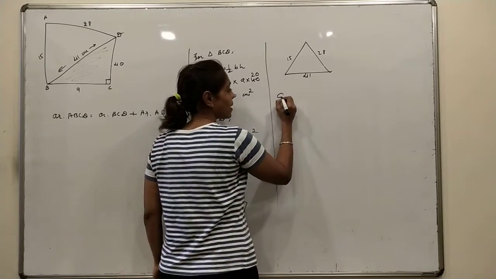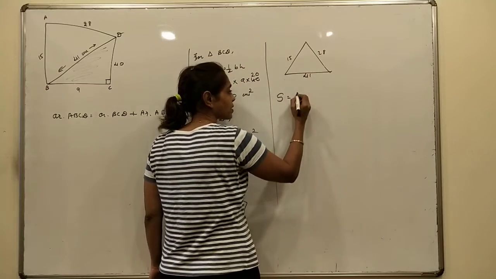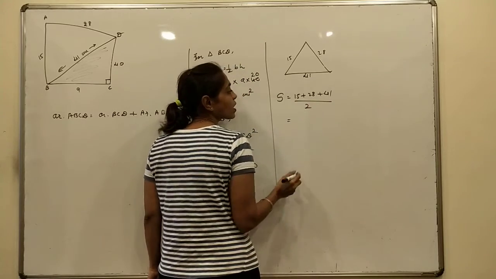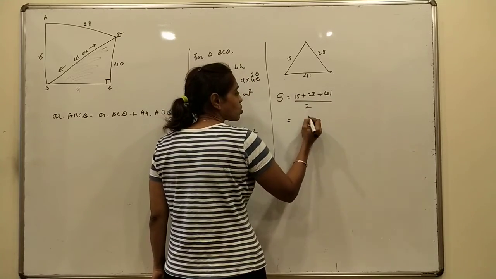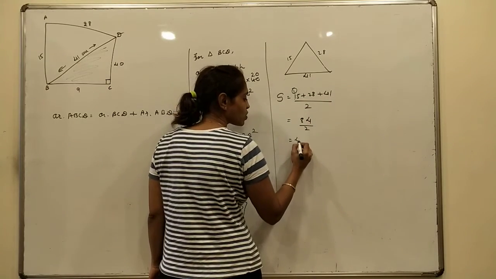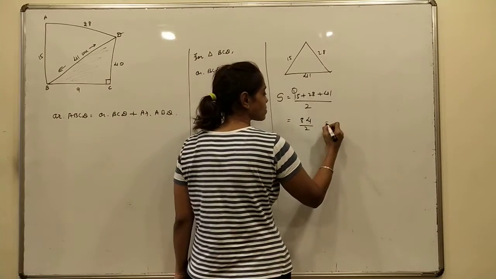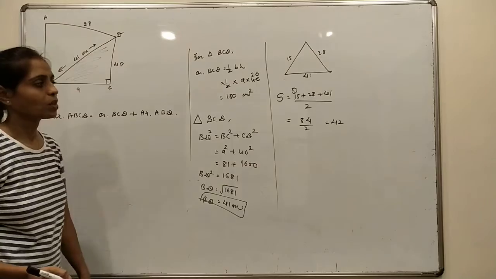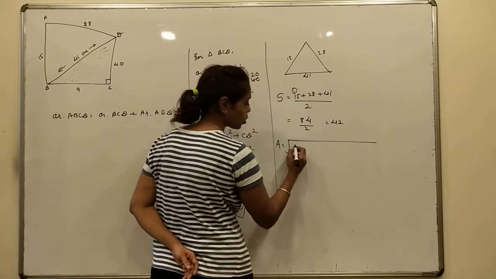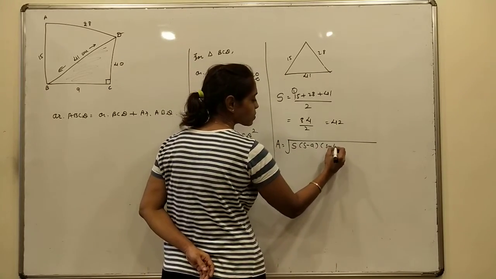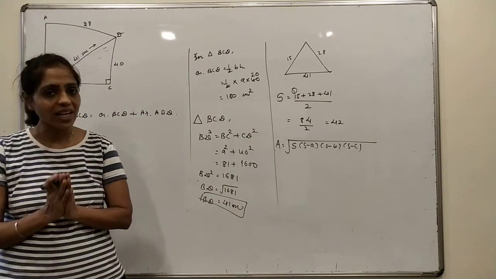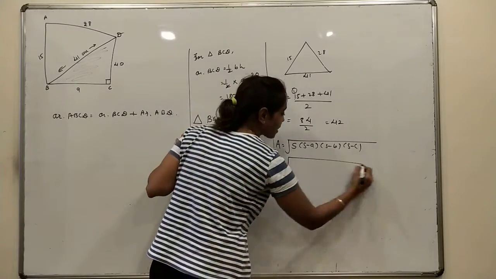So only Heron's formula. We have to find S. What is S? It is the semi perimeter. 15 plus 28 plus 41 by 2. 84 by 2, that is 42, that is S. Now the area of triangle is equal to under root S into S minus A, S minus B and S minus C. It is very easy. A root and a big formula doesn't mean that it is hard. It's very easy. So S is 42.